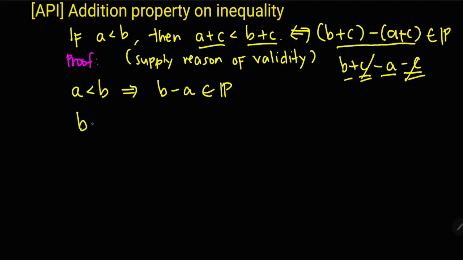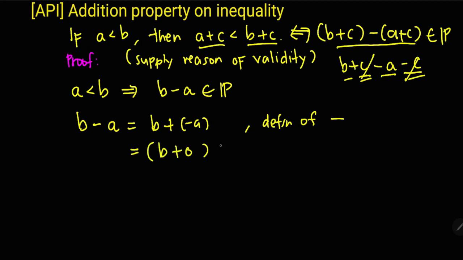Now, again, we always go back to the definition. B minus A to be written as a sum is B plus the negative of A. So, that's the definition of subtraction. But B can be rewritten as B plus 0. Let me just copy negative A. Why? That's the existence of additive identity. So that's A3.